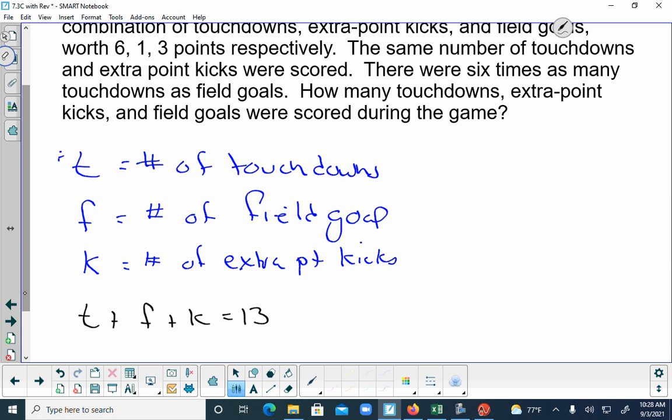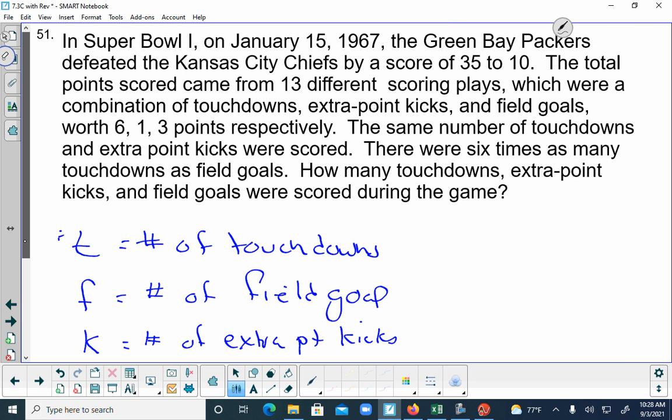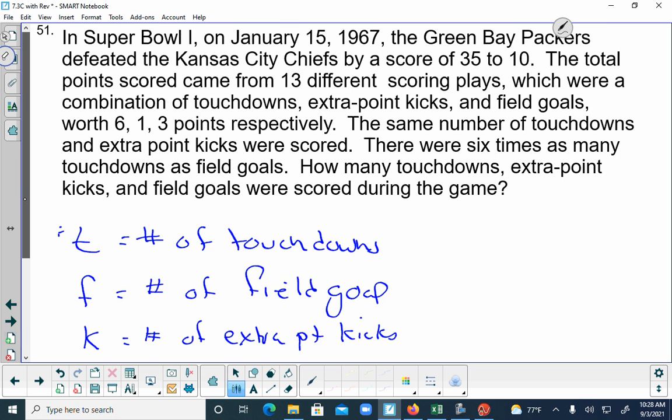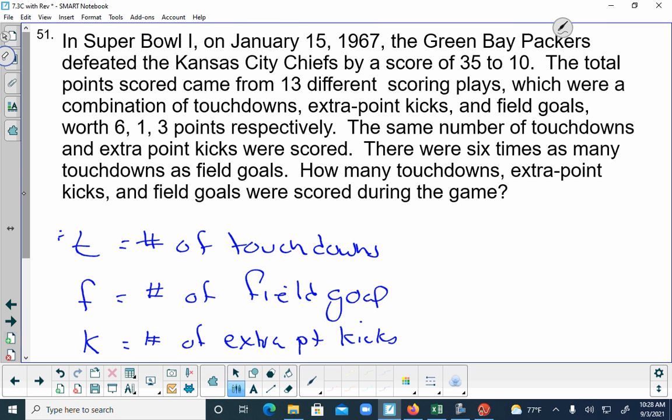Xavier? Is this just for one team or for like the total? Both teams. Can you scroll up? Yep. So that'd be 6T plus 3F plus K equals 45. Yeah, it has to be 45 because it's both teams, so you have to add that 10 and 35. Then it says the same number of touchdowns and extra points were scored. What's the equation going to be for that, Bella?